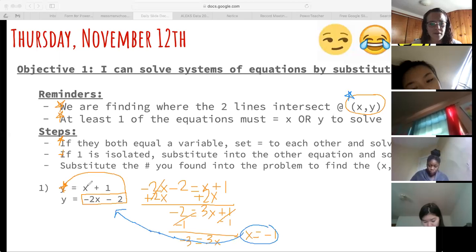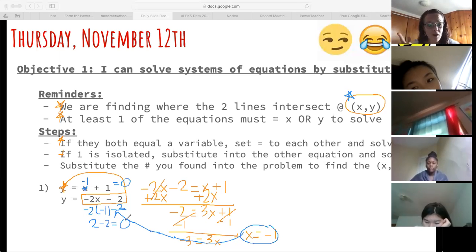So if I plugged it into this one, and instead of an x, I put a negative 1, I would have negative 1 plus 1 equals 0. If I plugged the negative 1 into the bottom one, I would have negative 2 times negative 1 minus 2. Negative 2 times negative 1 is positive 2. 2 minus 2 is 0. Okay, so you don't have to do that for both of them. I'm just showing you whatever you pick is going to work. So my final coordinate point where they intersect is negative 1, 0.